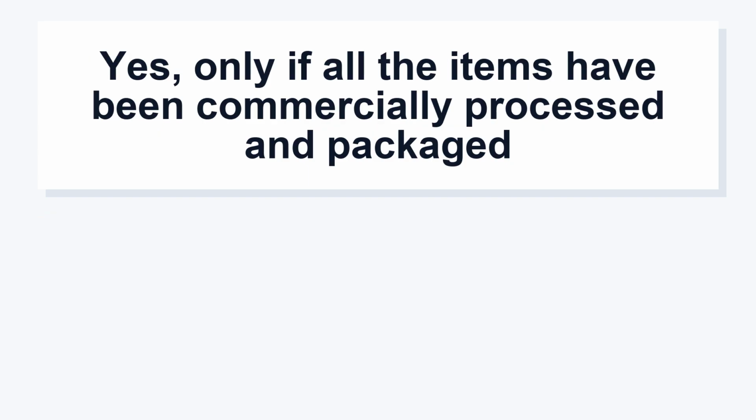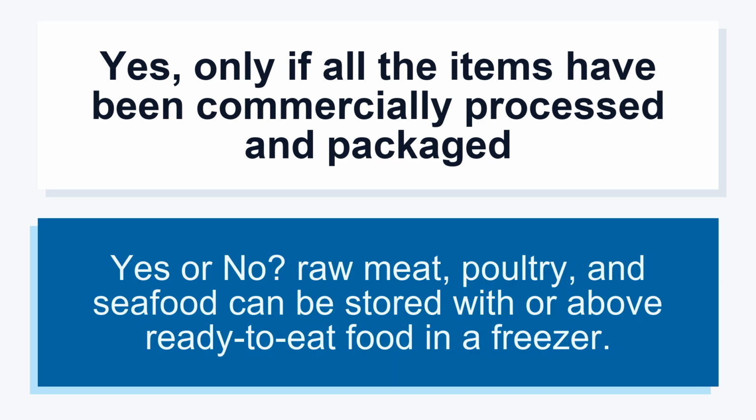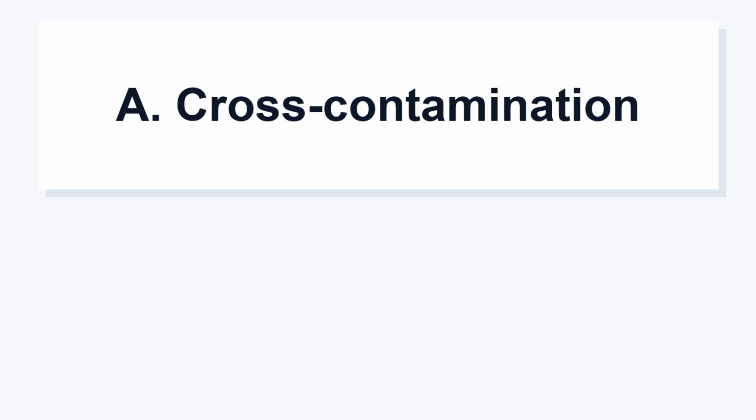Yes, only if all the items have been commercially processed and packaged. Yes or no? Raw meat, poultry, and seafood can be stored with or above ready-to-eat food in a freezer. A. Cross-contamination.